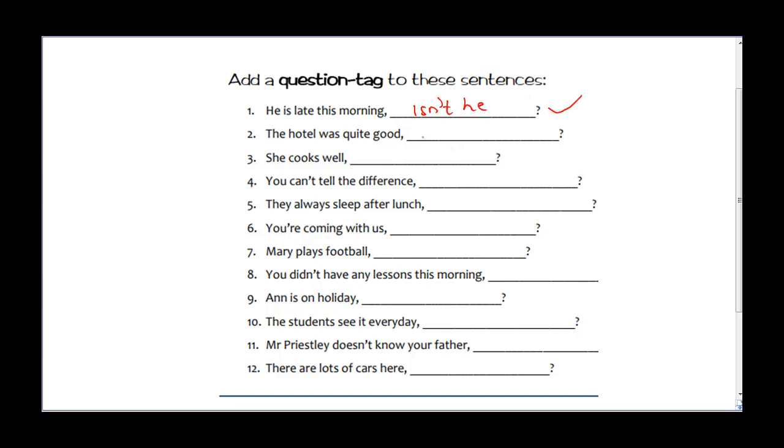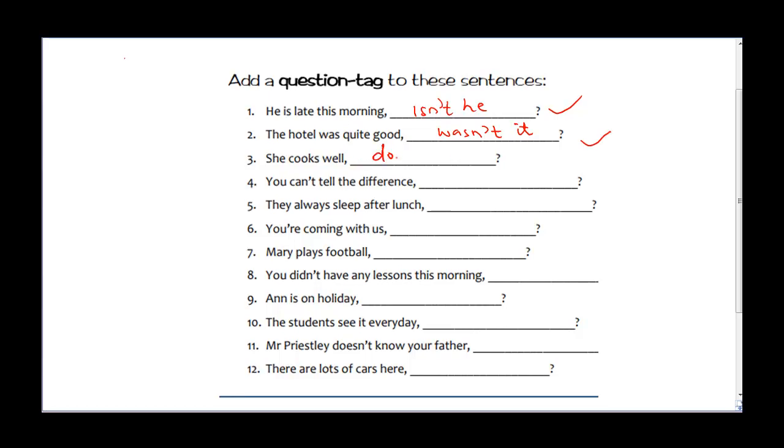The hotel was quite good. Positive statement. The hotel was quite good. Wasn't it? Okay? So, wasn't it? The hotel is actually a thing. It's a place. So, wasn't it? She cooks well. Positive statement. She cooks well. Doesn't she?